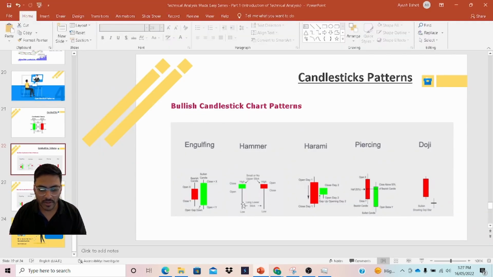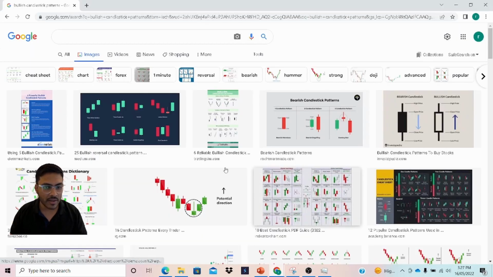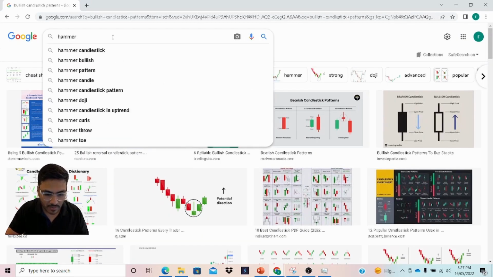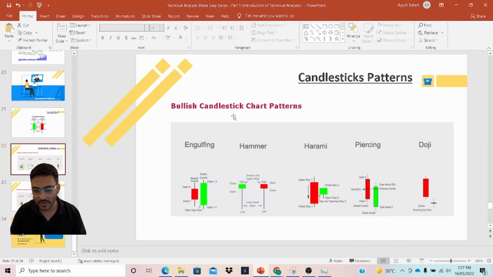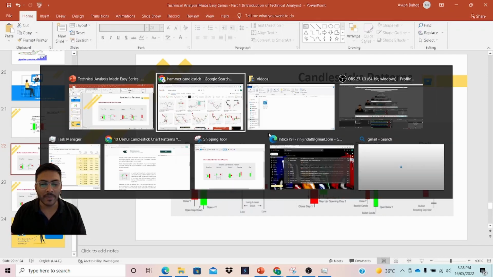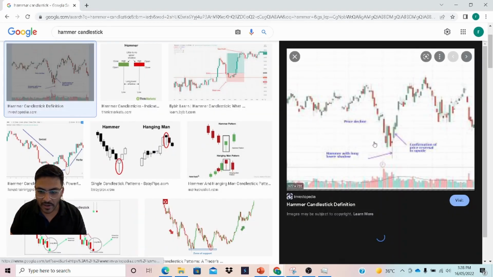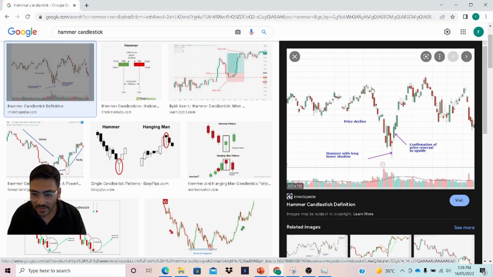Just to make you understand better, I will take an example of a hammer. What we are studying is the bullish candlestick chart pattern. A bullish candlestick chart pattern means if there's a downtrend and you find a bullish candlestick pattern, then it may indicate that the prices may reverse and change their trend. As you can see over here, the prices are going down. There is a downward move and then there is a hammer.